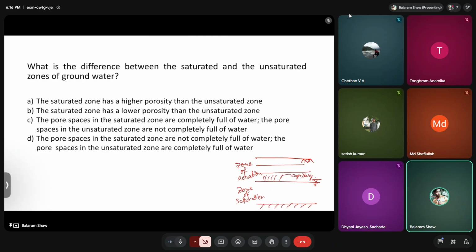Okay. So here we are seeing two zones, that is the saturated zone and unsaturated zone. We know in the unsaturated zone, the soil layers are mostly filled with both air and water, and hence it is called unsaturated zone, and therefore the pore spaces are not completely filled with water, right? Whereas the saturated zone is called saturated because all the void spaces are filled with water, right? So the correct answer here will be C.